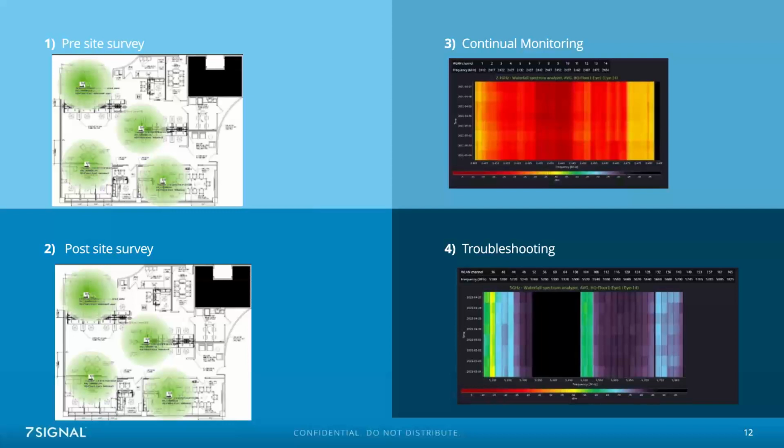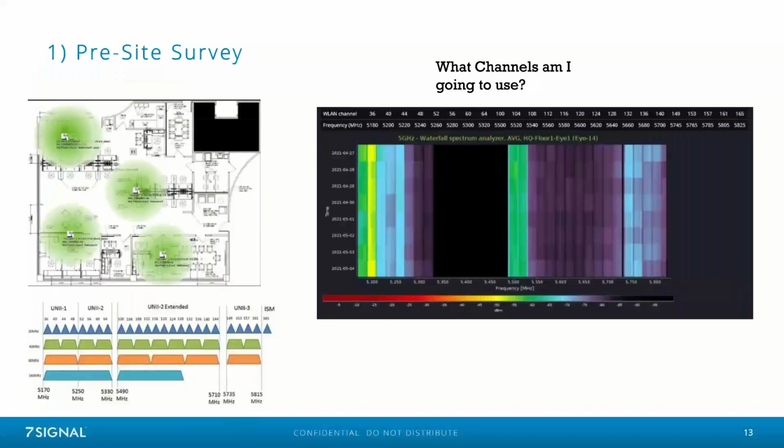It is a great tool basically to look into the past and start to look at trends, but you want to make sure and think about your customers and your clients that you're actually looking at it. But let's talk about these four. We're talking about pre and post survey. That's pretty obvious. And then my favorite is continual monitoring, and then also using it as a troubleshooting tool.